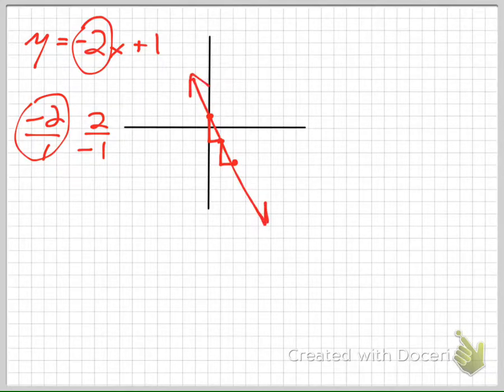Now look, I also want you to recognize something. It's tough to check your work on this sort of thing, but what is the slope again? Can you look at the equation and tell me what the slope is? It's a -2 slope.